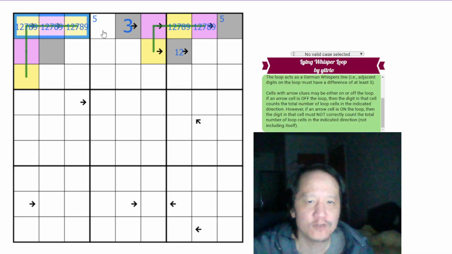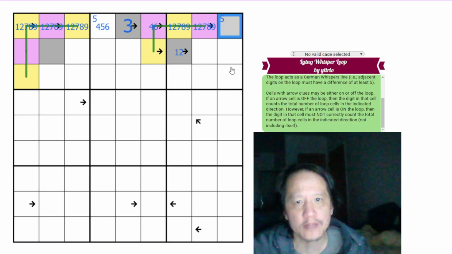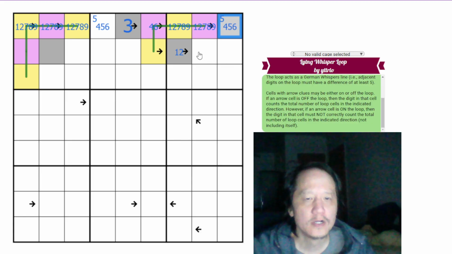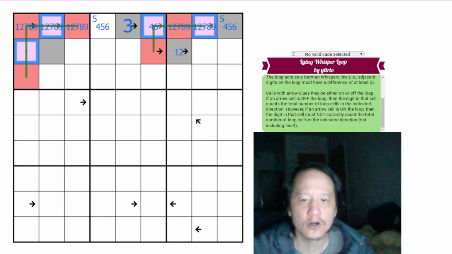So the rest have to be 4, 5, and 6. This is obviously 5, or 4 and 6. This is 4 and 6, and this is 4, 5, or 6. We know there's 3 yellows, and that matches the 7, 8, and 9. It cannot be low, right? If it's low, that'd be 1, 2, 1, 2, and then you have nothing possible. So the yellows now we know are high. The pinks are low. So therefore, this has to be low.